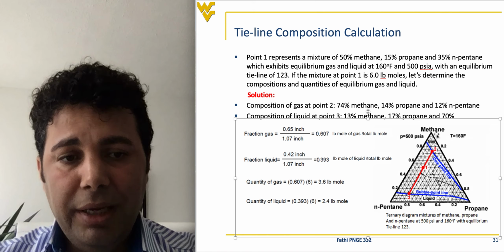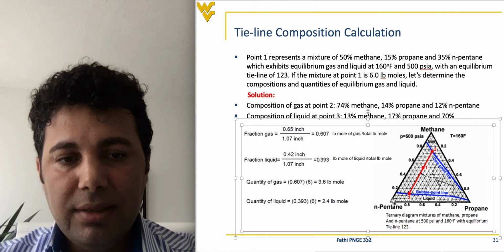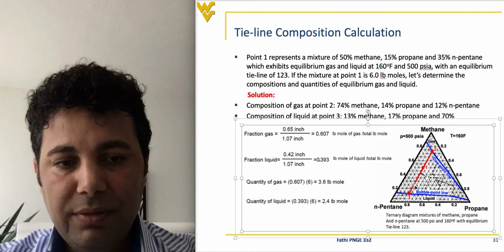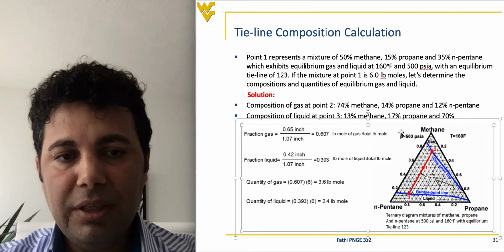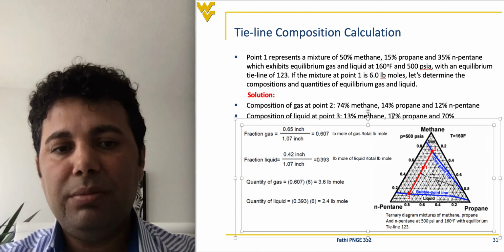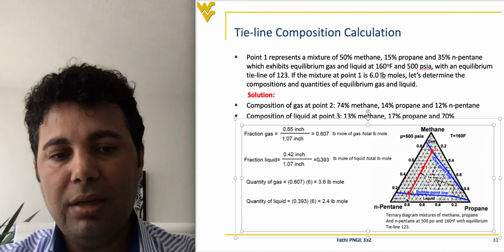What about the propane? Again, this line has 0% propane. So 5% line, 10%, 15%, a little bit more than 15, so the exact number is 17%. So 13% methane, 17% propane. So definitely I should have 70% of N-pentane on point 3.